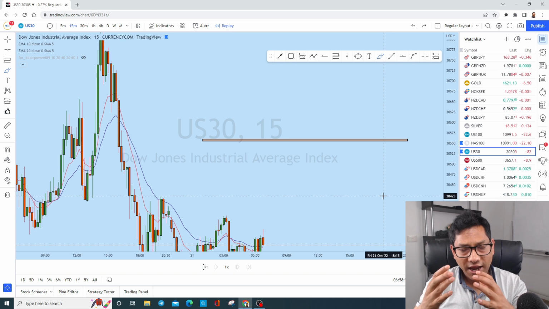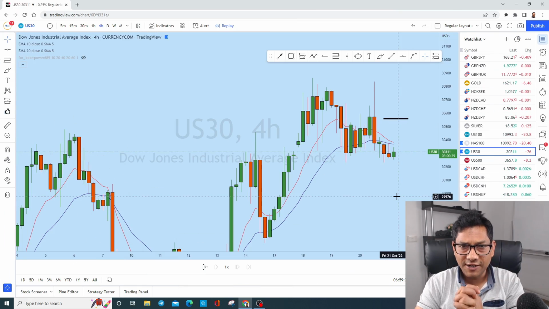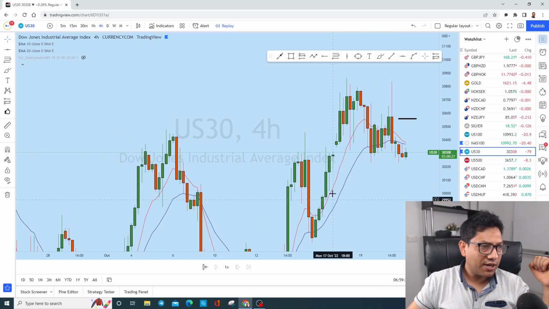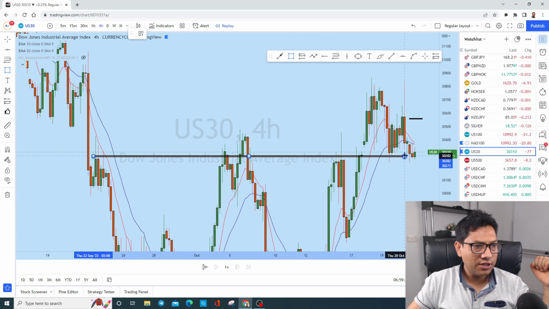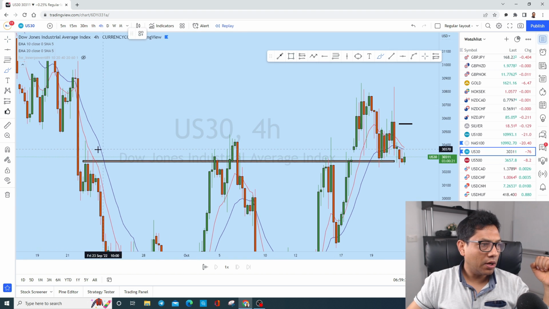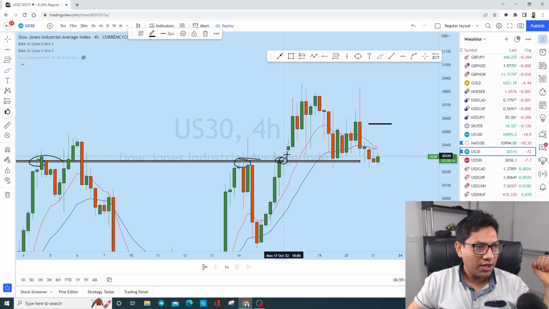Now let me show you an example. What do I mean by this? Let's say this example on US 30. Okay, what you see is that US 30 has created a very strong resistance zone here. Price acted here as resistance, and then the price opened with a gap and then went up, right? So it's a very strong level of resistance.